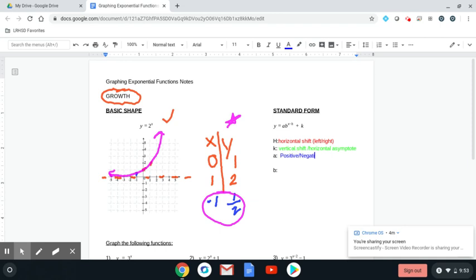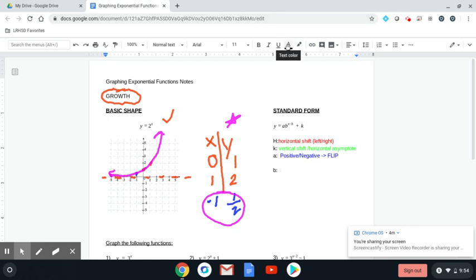It's not going to be much more than that. The only thing to know is when it is negative, that just means that you are flipping it. It would just flip over the asymptote and look like it's going upside down. All right, now the last thing I want to get to is B.